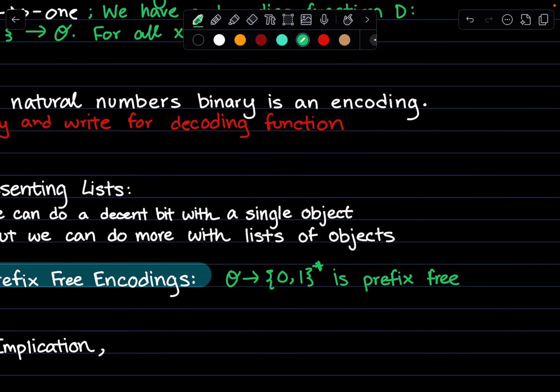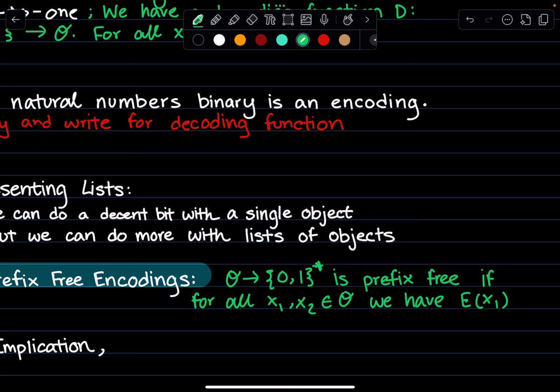It is prefix-free if for all x1 and x2 that are in our object set, we have that our encoding of x1 is not a prefix of the encoding of x2. Okay? And so basically, this says that our encodings are unique and that they won't be a prefix.